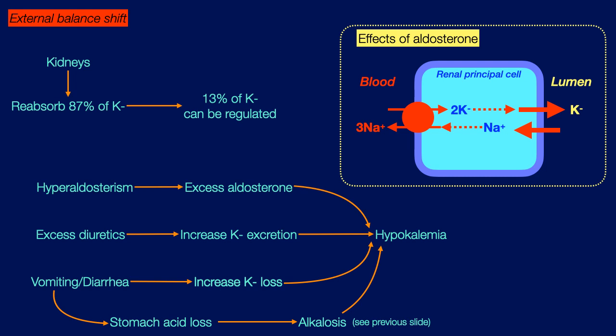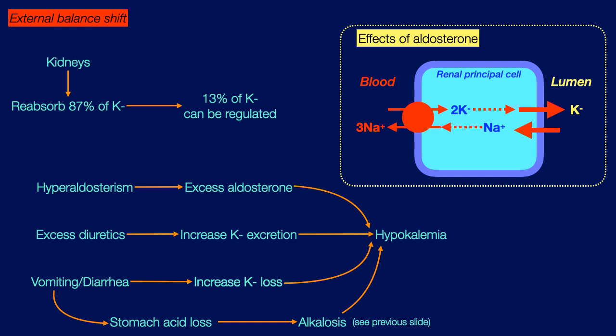And at this point, the distal tubule and collecting ducts of the nephron can either reabsorb or secrete that potassium, depending on what the body needs. Now, an important hormone that helps regulate potassium is aldosterone.